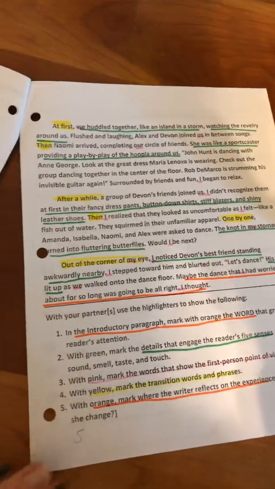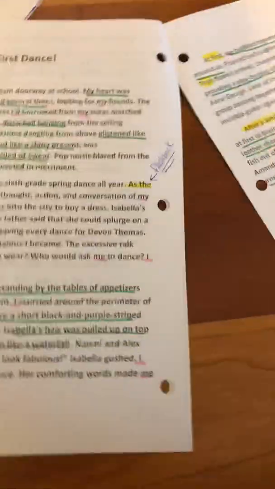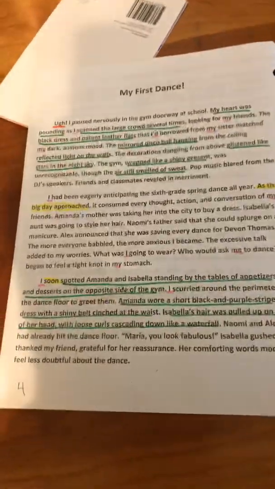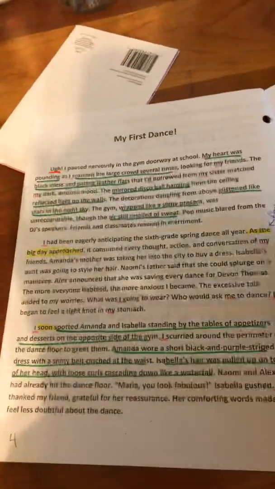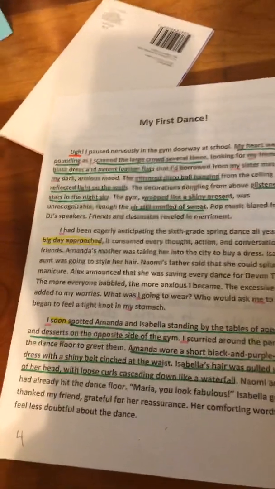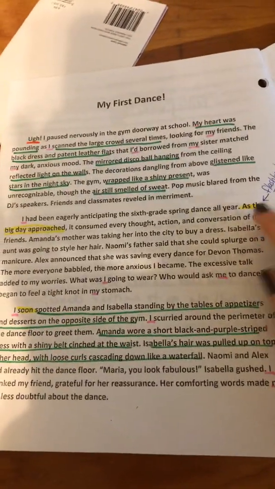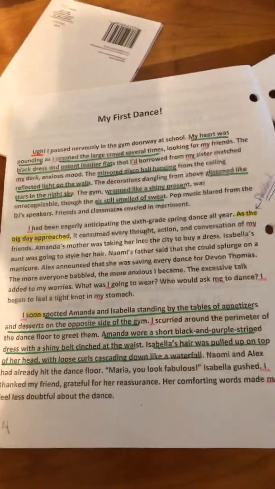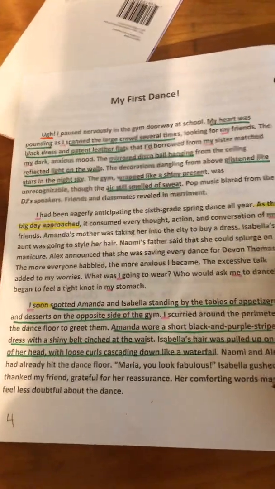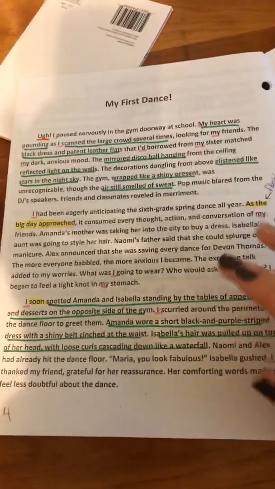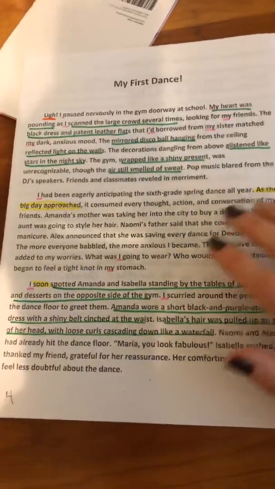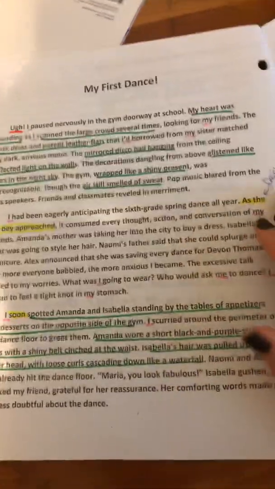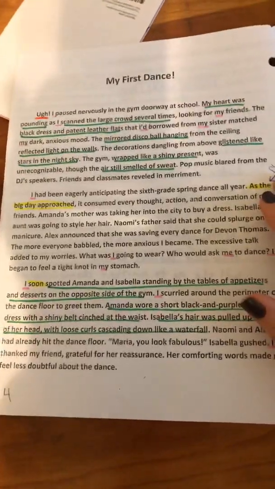Now in yellow, we had to mark transition phrases. So transition phrases signal a change in setting in time or place. Okay? As the big day approaches, a really important one, because that shows us that she's actually going to give a flashback. So she's actually talking about what all of her friends did to get ready. If she didn't do that, we would still be in like present tense, and this might make us really confused. So that transition was really important.